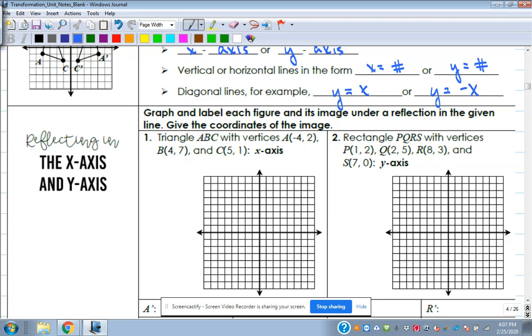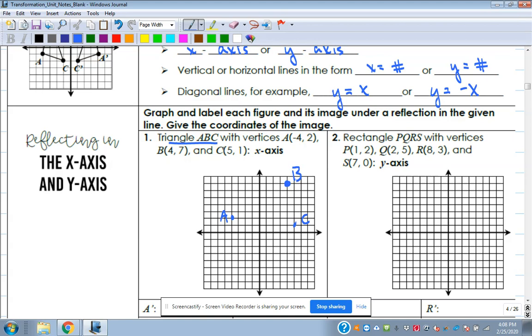So again, I'm going to do the pre-image in blue and the image in red, just like I did on the other one. So plotting points, A is going to be at (-4, 2). B is at (4, 7). And C is at (5, 1). And then I'm just going to draw that triangle.